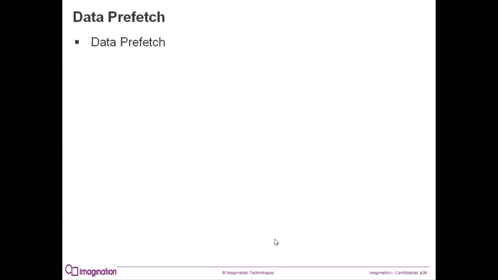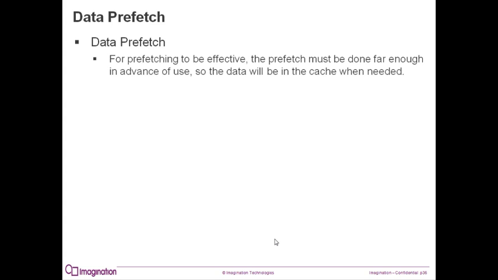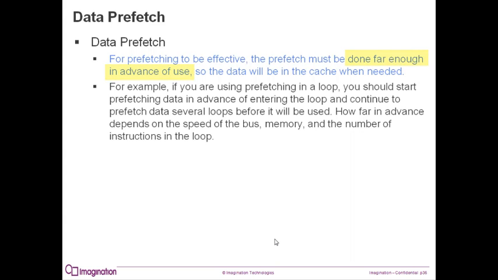Here's a few simple rules to follow. Prefetching, to be effective, needs to be done far enough ahead of time so that the data is in the cache when needed. For example, in a copy loop, you may need to be prefetching data several loop iterations before it's needed.